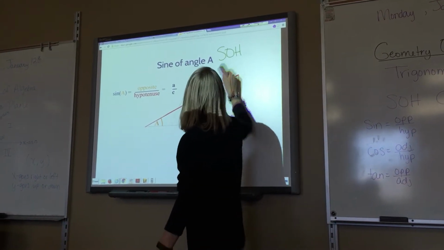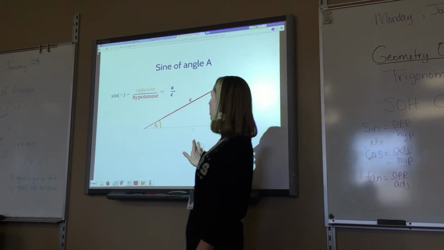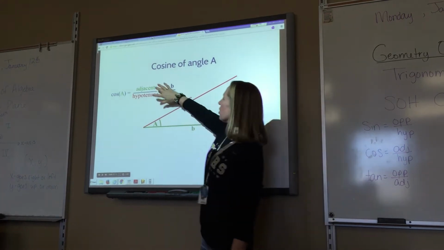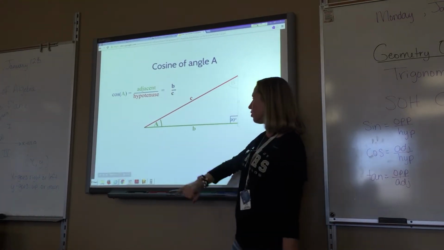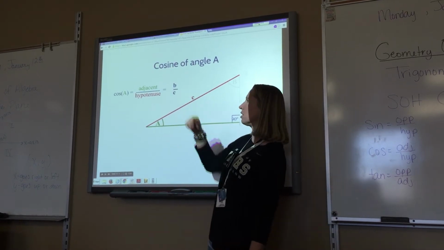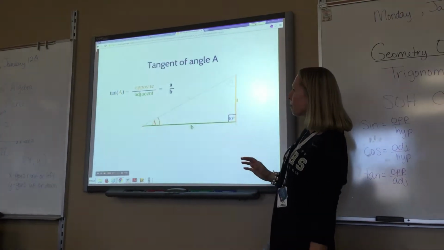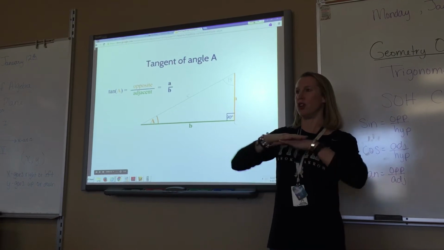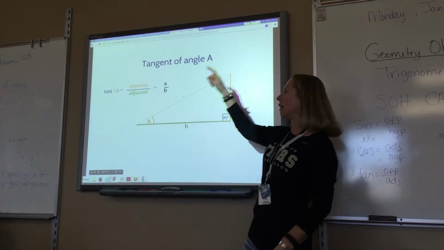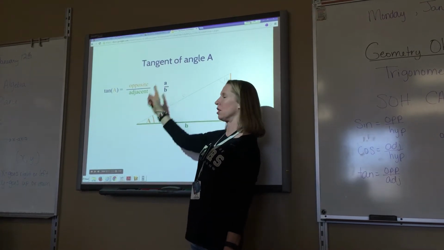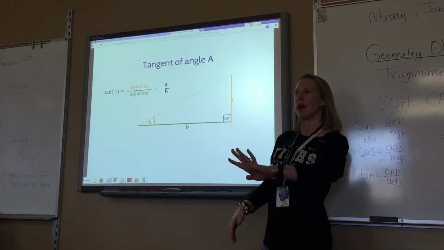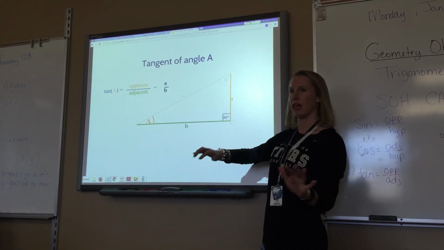The cosine part is C-A-H, caught another hippie, so it's adjacent over hypotenuse. If that's angle A, the adjacent side is B, hypotenuse is C, so B over C. Tangent is TOA, no hypotenuse. So you'll never use the hypotenuse on tangent. It's TOA, opposite over adjacent, so it's small letter A over B.